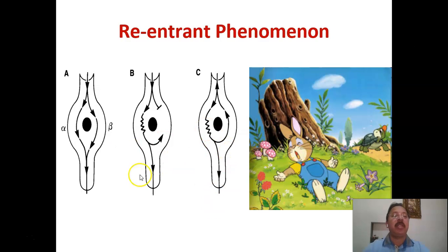So the AV node is blessed with two types of fibers: the fast pathway, which is known as the beta fibers or beta pathway, and the slow fibers, which is known as the alpha pathway or alpha fibers. So the impulse normally originates from the atria and then goes through the fast pathway or beta fibers before going to the ventricles. So this is the normal pathway. But there is a characteristic of the fast pathway also, that they have a long refractory period.